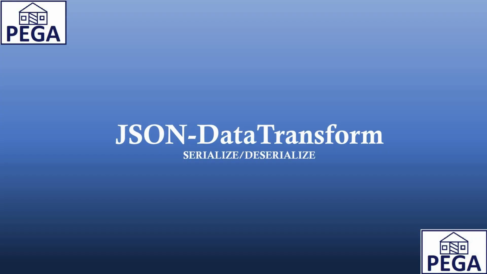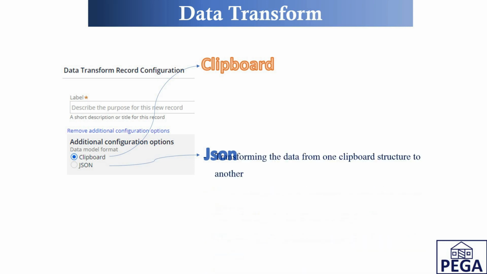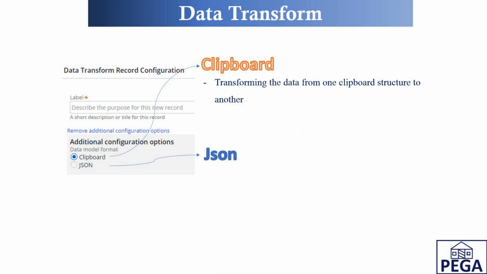Today we are going to learn a new concept, which is JSON data transform, and we are also going to talk about serialize and deserialize, and do some hands-on and practical work on how you are going to use serialize and deserialize while using the JSON data transform. While creating a data transform, you'll have two options. One is clipboard, another one is JSON.